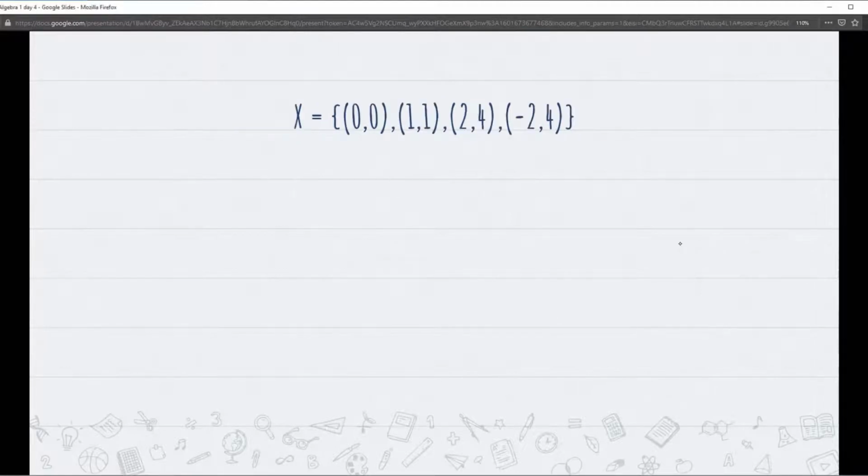For the second example, we're going to do the same thing. You're going to write out everything.